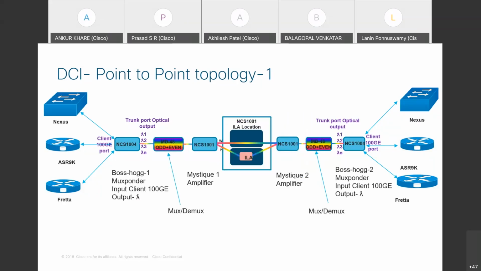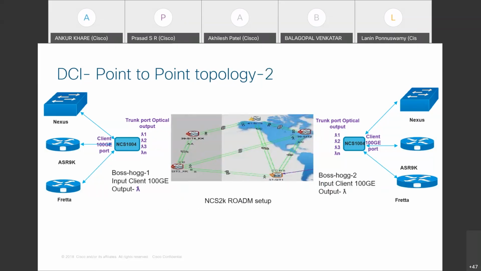There are two types of topology. One is an amplifier with working and protection PSM. Another is with NCS2K GMPLS switching. In NCS1K we mostly test point to point because it is for the DCI.